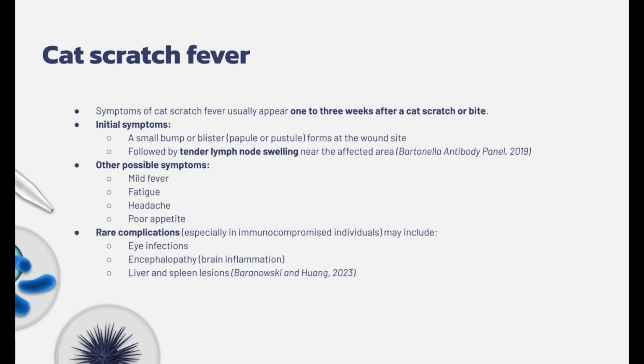The symptoms of cat scratch fever usually appear 1 to 3 weeks after a cat scratch or bite. The initial symptom is a small bump or blister that forms at the wound site. This is followed by tender lymph node swelling near the affected area. Other possible symptoms are mild fever, fatigue, headache, and poor appetite. Rare complications are eye infection, encephalopathy, which is brain inflammation, and lastly, liver and spleen lesions.